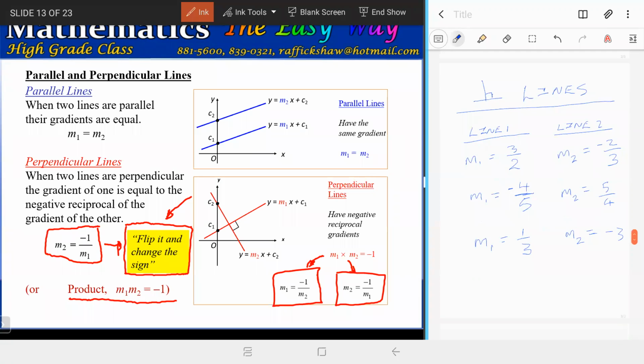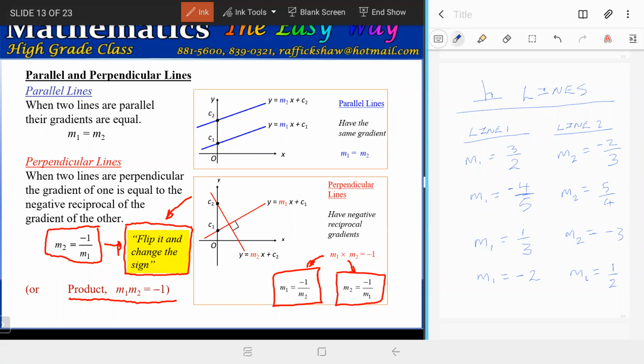All right, let's do another one. Suppose the gradient of line 1 is -2. What will be the gradient of line 2? So the gradient of line 1 is -2. What will be the gradient of line 2? Half. They are perpendicular. Very good, 1/2. Because this -2 is the same as -2/1, really. So I flip it and change the sign to become a half.